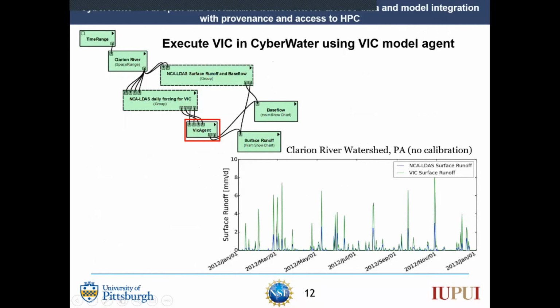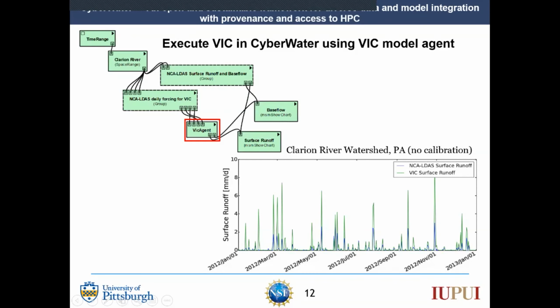Okay, here is an example of a workflow which executes the VIC model in CyberWater using the VIC model agent. So this is the VIC model agent, and the forcing data required by the VIC model are accessed and brought into this system through our data agent. In this case, it's the NLDAS data agent. To run VIC, you need to specify the time range, which is the time period of the model simulation, and the spatial range, which is the study area. With that, you connect them and execute this workflow, which will run the VIC model and generate results.